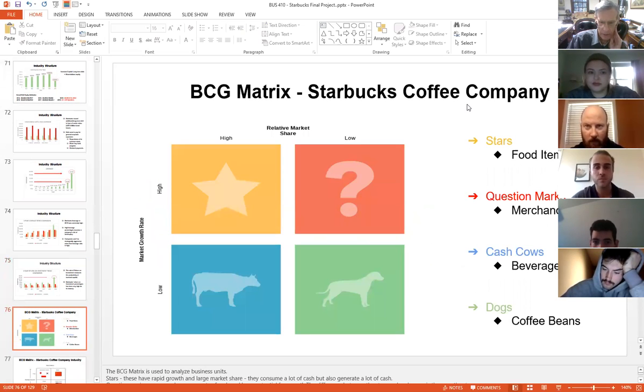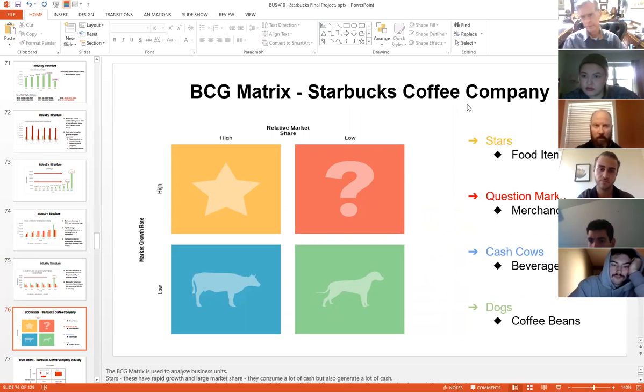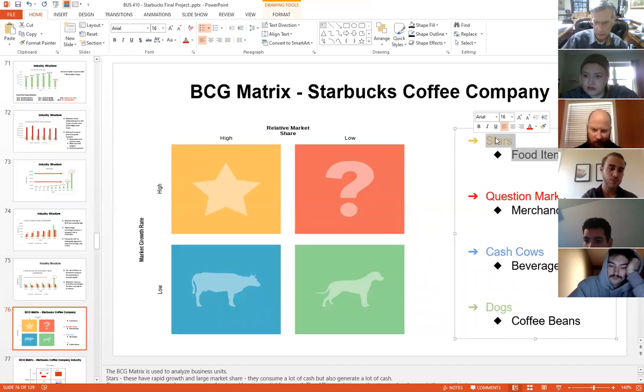Okay, so here we have the BCG matrix for the Starbucks company. Here we have the stars, which is rapid growth and large market share, which is like food items, because we think that food items are the stars because they're constantly adding new food items into their menus. Then we have the question marks, which cover large amounts of cash and have potential for growth.